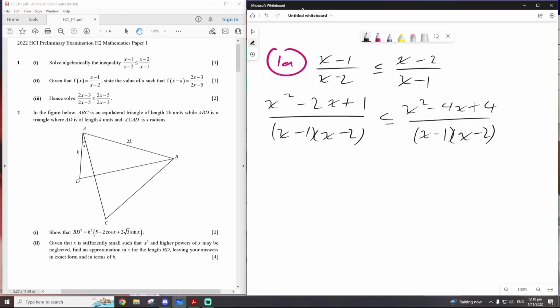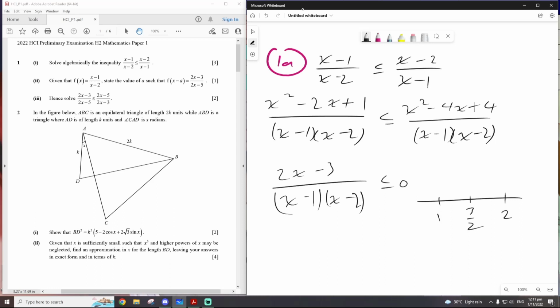Okay, and of course you can bring everything to one side. So one will get (2x minus 3) over (x minus 1)(x minus 2) less than or equals to 0. And you can solve this however you want. I'm going to use sign tests. So 1, 3 over 2, and 2. So 1 and 2 are not included, but 3 over 2 is included.